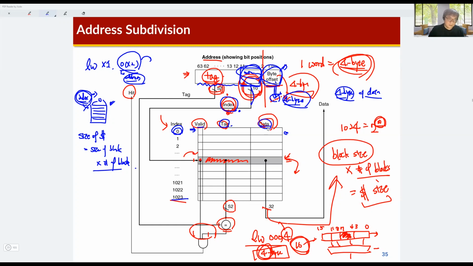What is the size of the data? The size of data is 4 bytes because the byte offset is 2 bits. And then this is the tag. As you can see, the tag includes bit number 63 to bit number 12 of the address field. And this cache also includes the valid bit.